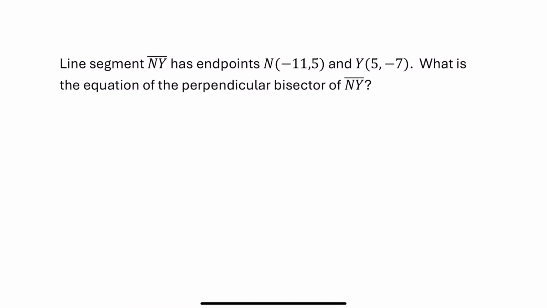So here it says line segment NY has endpoints N and Y, N being (-11, 5) and Y (5, -7). And it wants us to find the equation of the perpendicular bisector of NY. So first and foremost, I want you to get a little bit of a visual in your head. NY is a line segment. So imagine that this point here is N and this point here is Y.